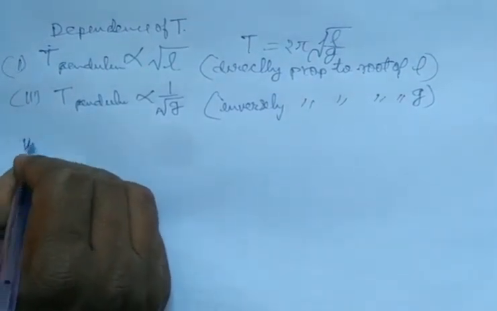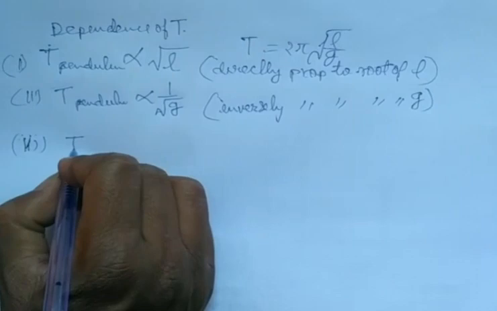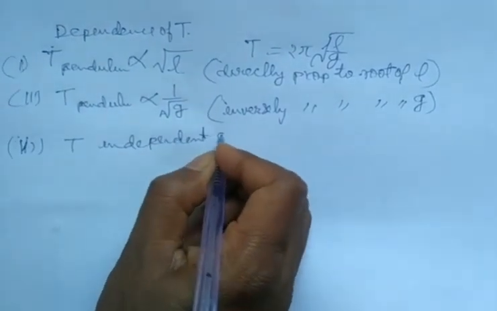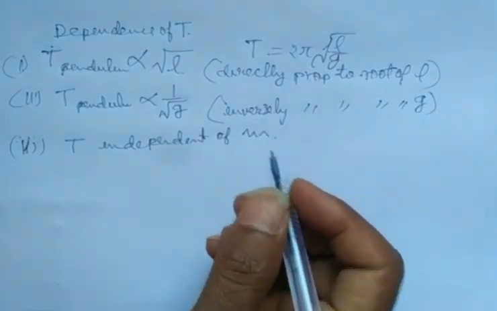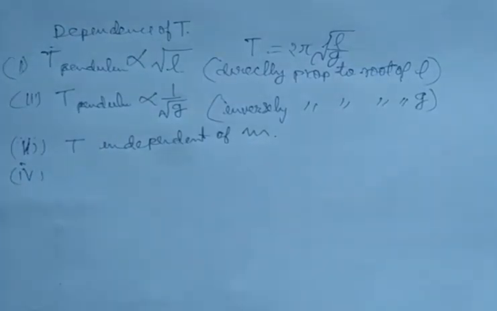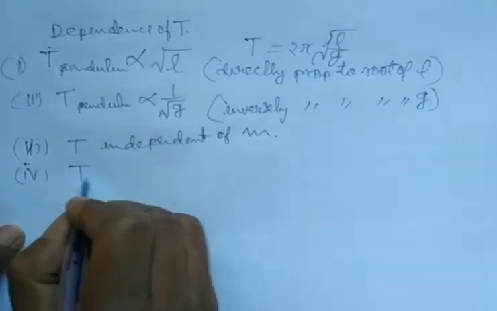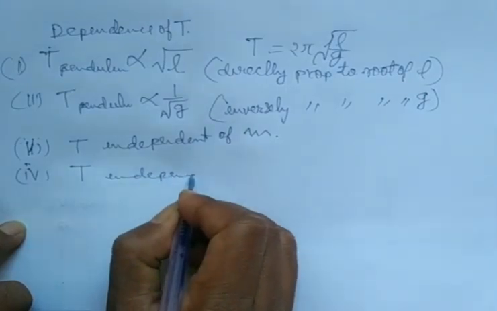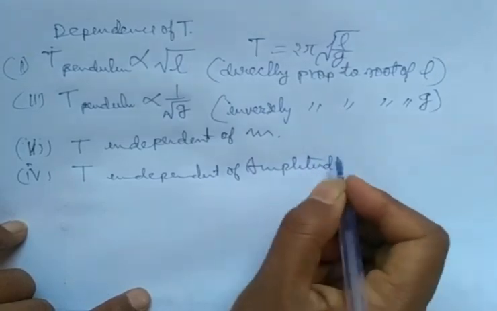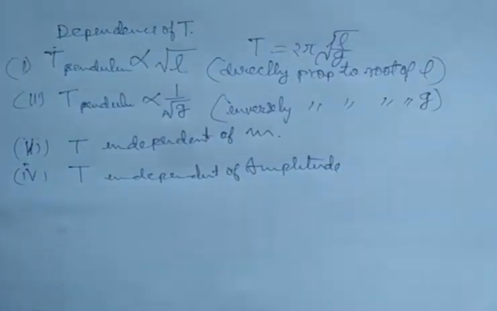Does mass play a role in this? No. T is independent of mass. Fourth, does it depend upon amplitude? T is independent of amplitude, which is written in your book, like the extent of swing, how far it has gone from the mean position. So that is the extent of swing.